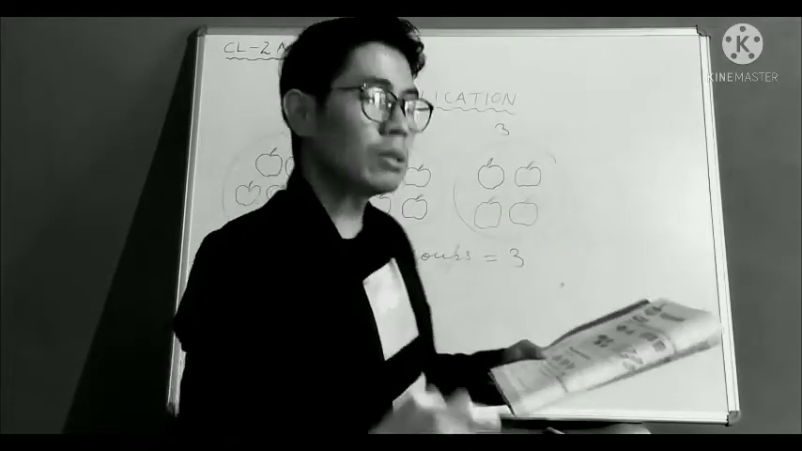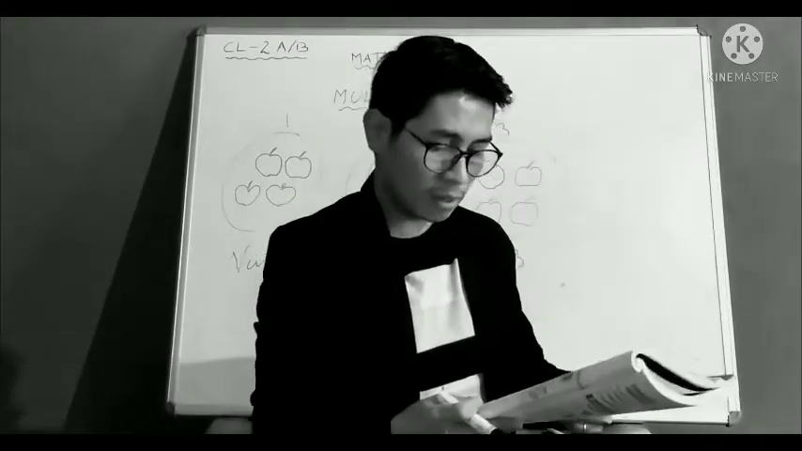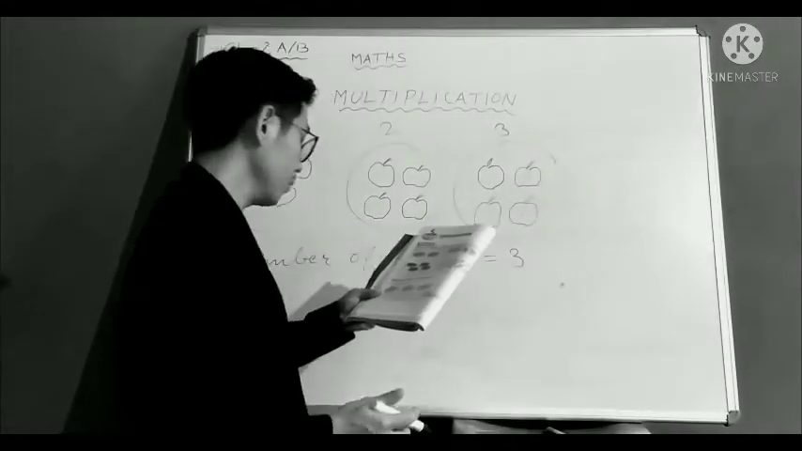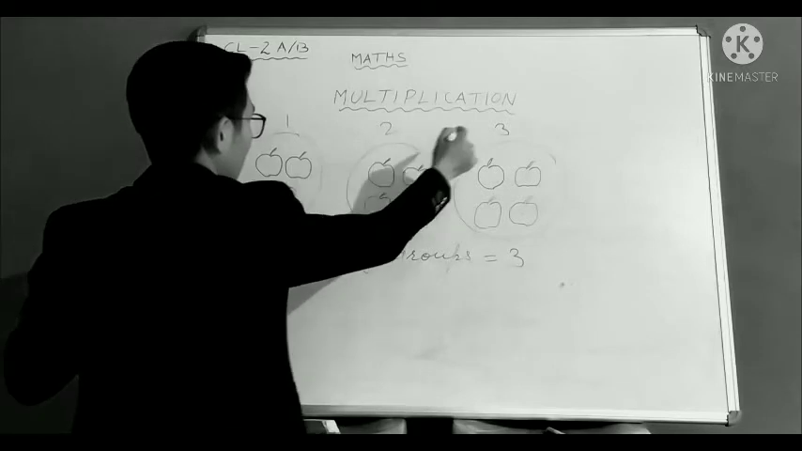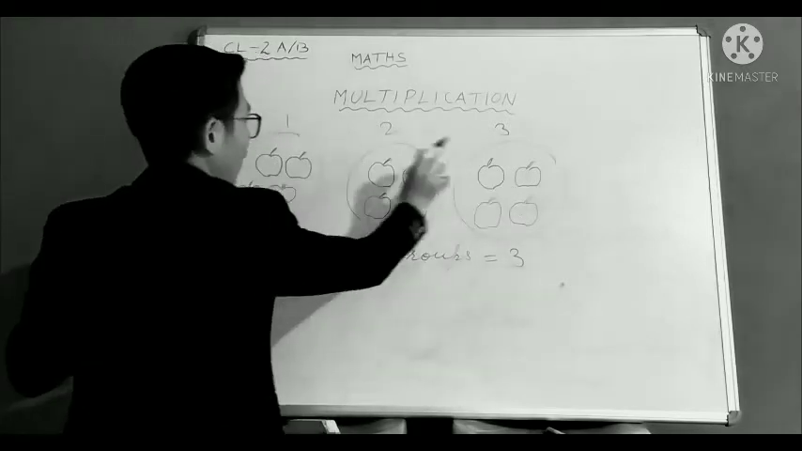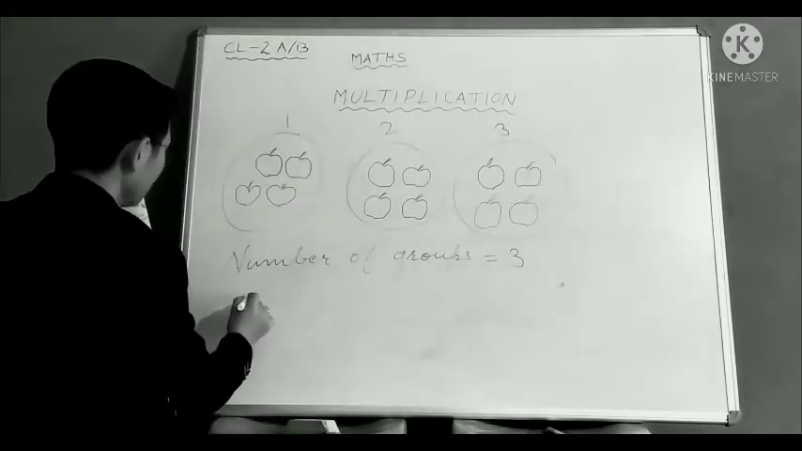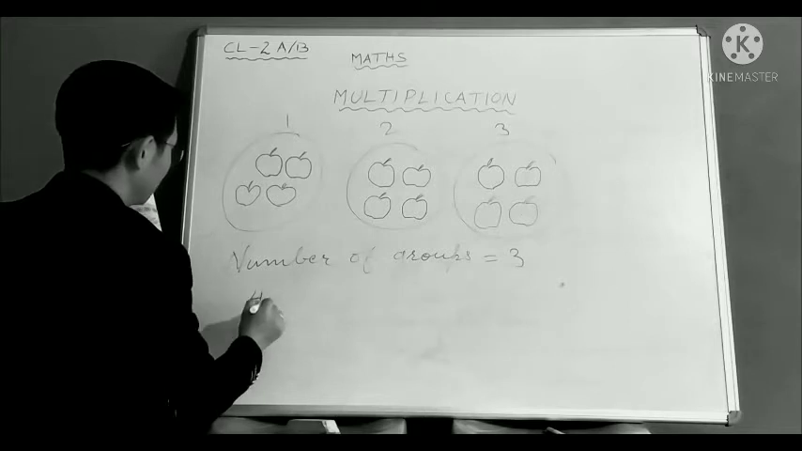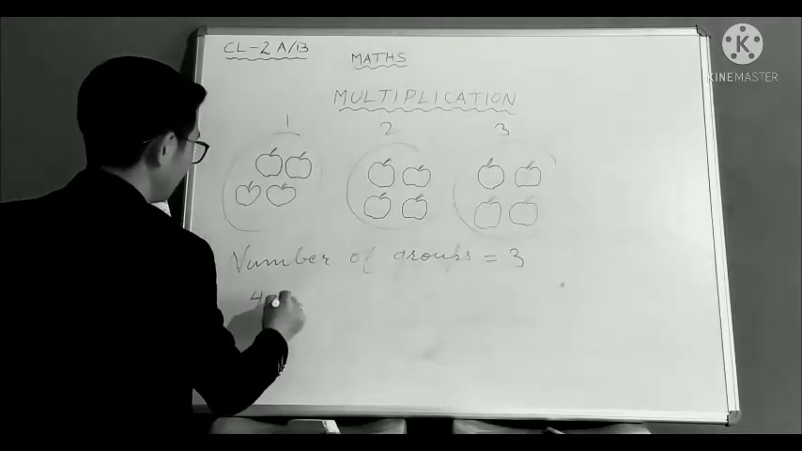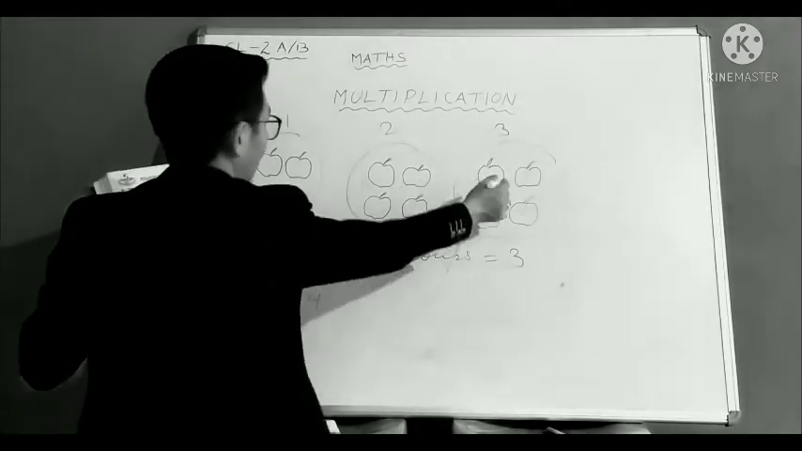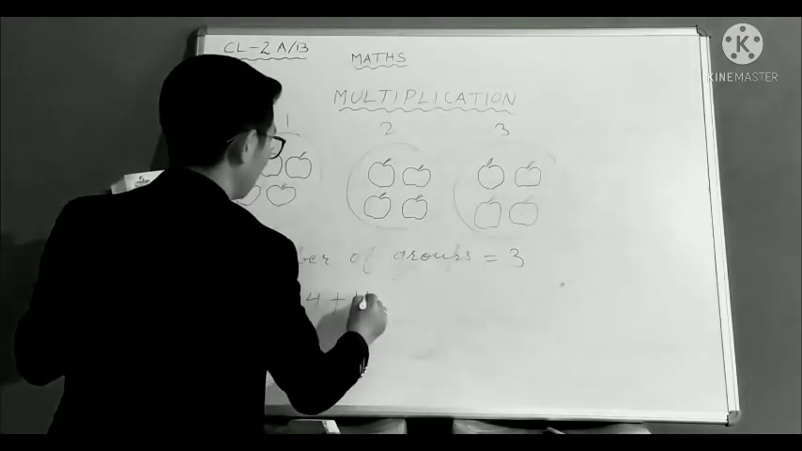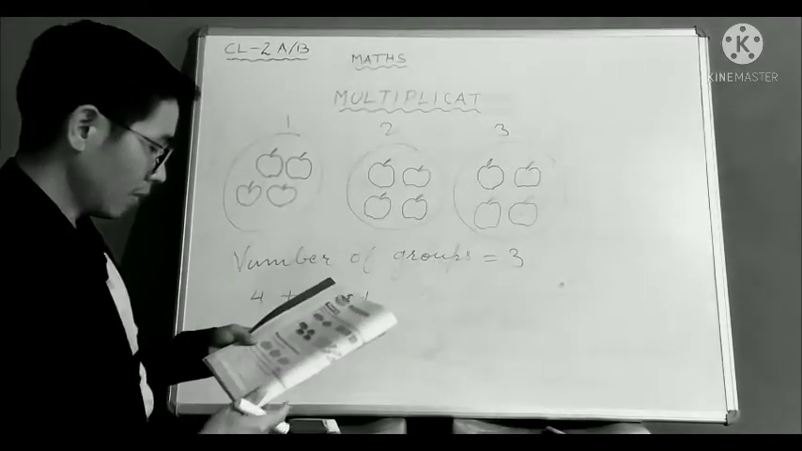So now use repeated addition to find the number of apples. Now how do we find repeated addition? It's like 4 plus 4 plus 4, the number of apples in each group. In the first group 4 apples are there. In the second group 4 apples are there. And in the third group, again 4 apples are there.